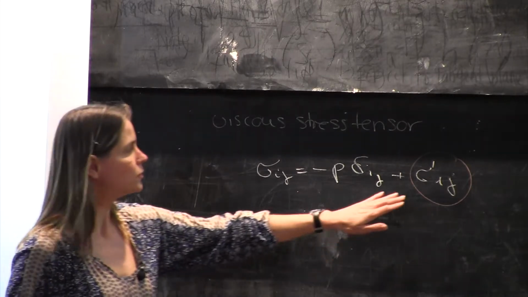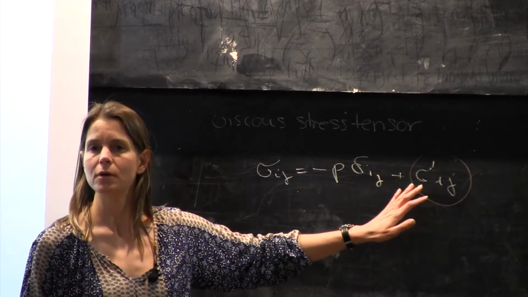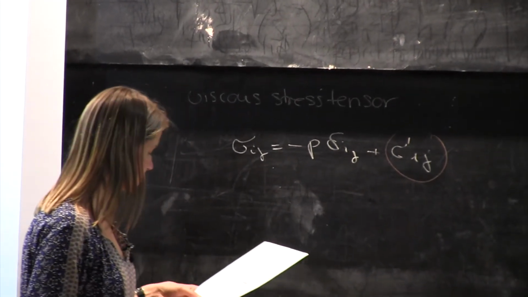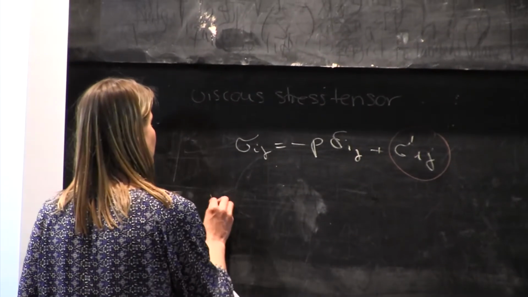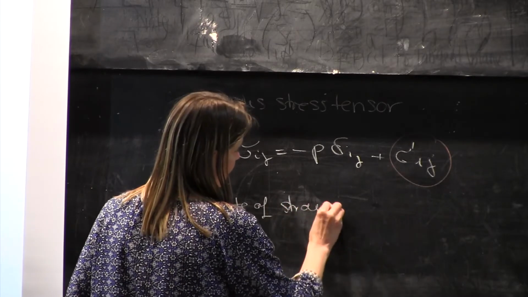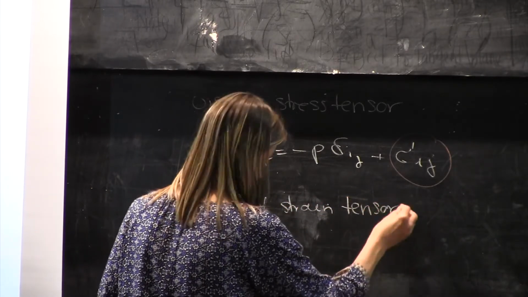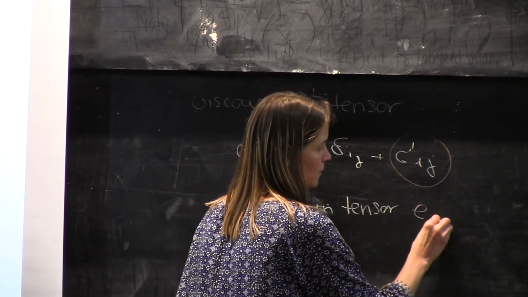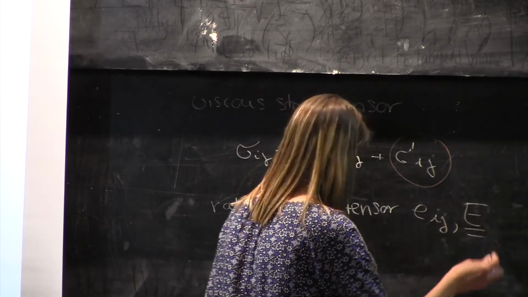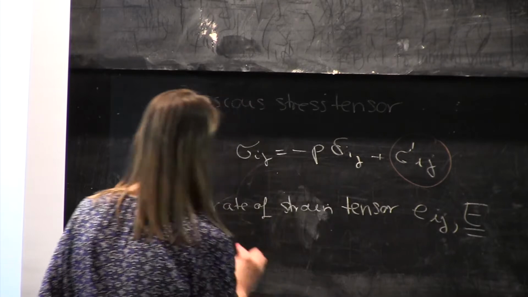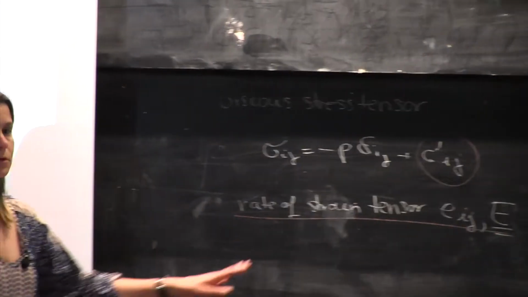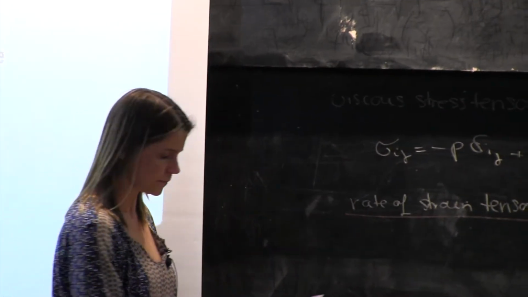So the next thing we want to do is, of course, link the stress tensor to the shear in the fluid. We've introduced this already also. What we need is the rate of strain tensor, e ij or E, as you have already seen. This one is constructed from the velocity gradients.